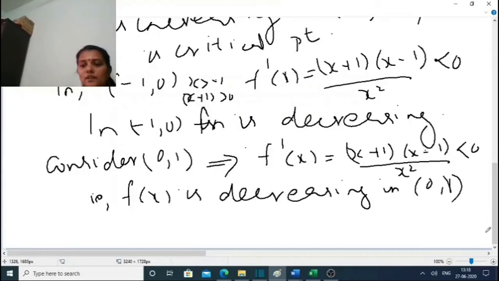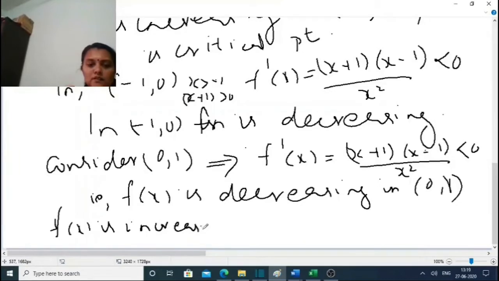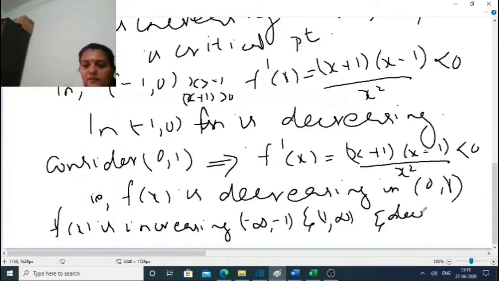So the function is increasing, therefore f of x is increasing in (minus infinity, -1) and (1, infinity), and decreasing in (-1, 0) and (0, 1).